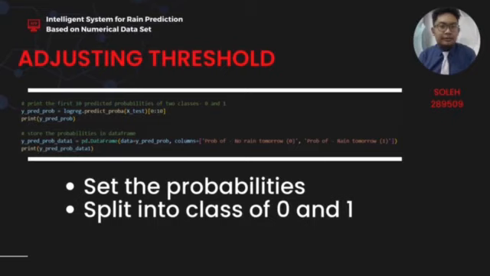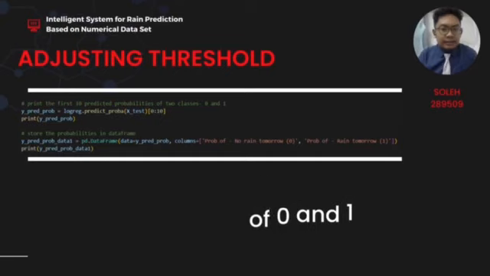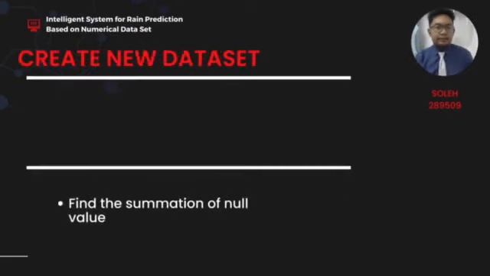Hi, I'm Soleh, and now I will be presenting on the weightage adjustment. For the first part, we have adjusting the threshold. First and foremost, based on logistic regression, we will be predicting 10 inputs with 2 classes, 0 and 1. Then we will store the probabilities in a data frame. Then we will proceed to creating a new dataset. After we create the new dataset, which is DF2, we will be finding the summation of the null values in DF2.